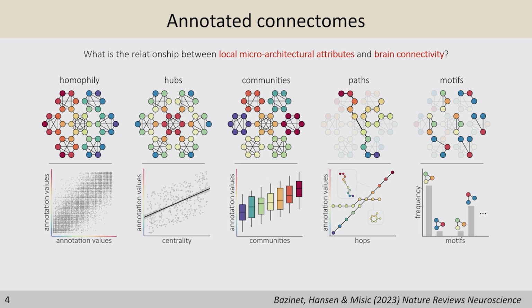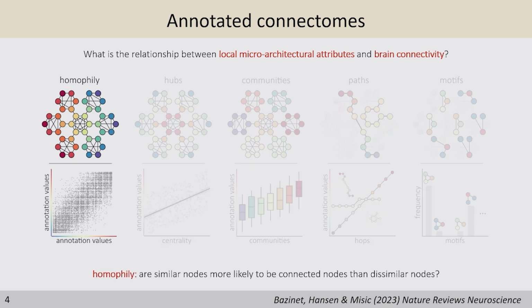One specific question that is perhaps highly important for us is understanding the relationship between every single one of those brain annotations, or local microstructural attributes, and brain connectivity. A lot of questions can be asked, and a lot of questions need to be asked if we really want to understand what is happening, but in this talk, I'll specifically focus on the concept of homophily. So homophily is the idea that brain regions that have similar annotations, biological properties, are more likely to be connected than brain regions that have dissimilar properties.